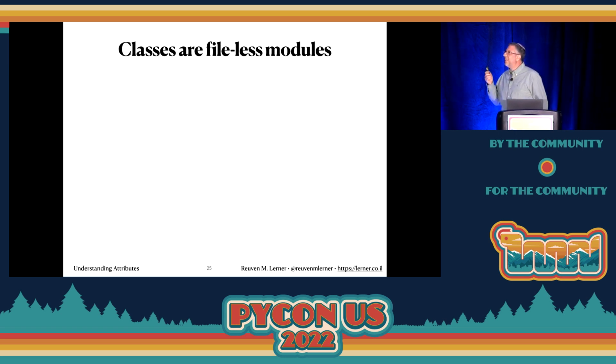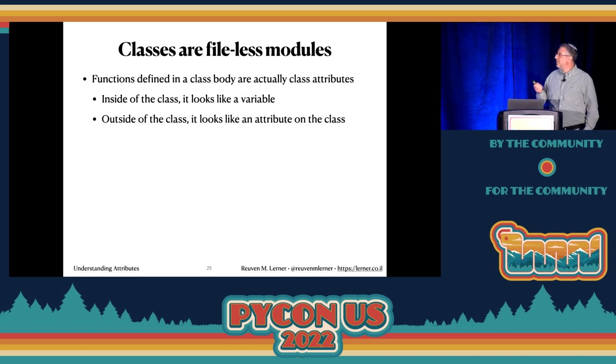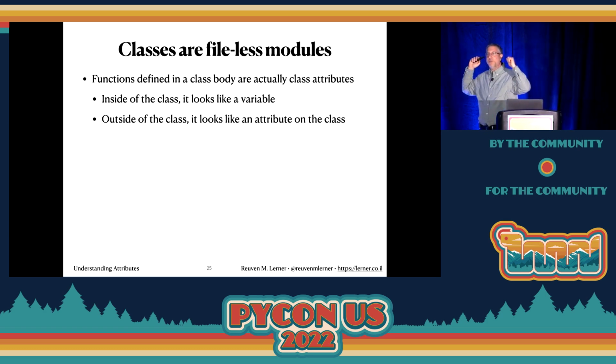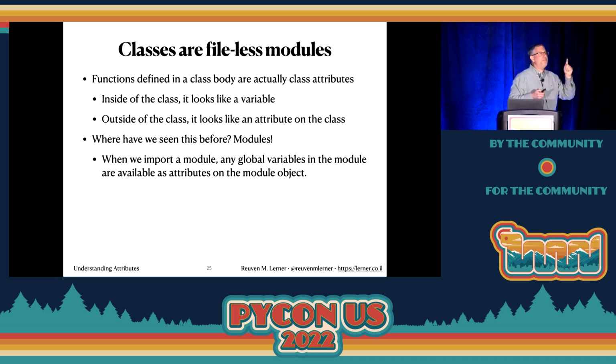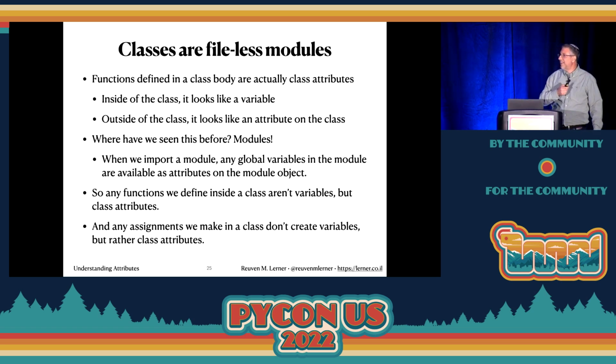The reason is you can think of classes as fileless modules. Modules without a file. Functions in a class body are class attributes. Inside of the class, they look like variables. But outside the class, they look like attributes. It's just like modules. When you define a function or a variable in a module file, inside of the file, that's a global. But outside the file, I have it as an attribute on the module object that I've imported. So any functions we define inside of a class aren't variables, they're attributes on our class. And any assignments we make in a class don't create variables, they create attributes also.